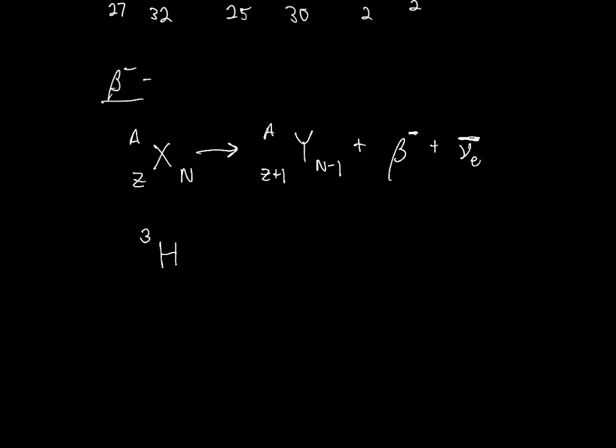Yeah, it's 1. Hydrogen has 1 proton. No matter what, I have 1 proton. So how many neutrons do I have inside of this tritium? I have to have 2, because I have to do 1 plus 2 equals 3.